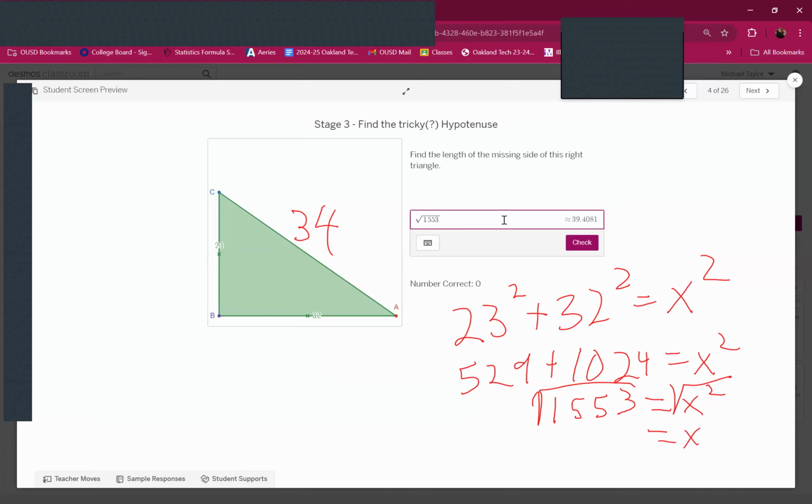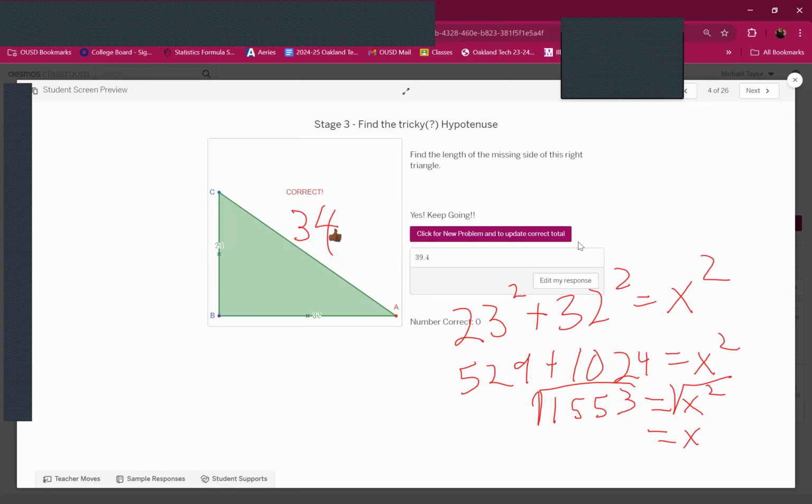Actually, I want to show you that 39 probably doesn't check. So 39, check. Not quite right. But if I put in 39.4, guessing it's going to check. Yeah, so with the 39, that was a little too much rounding. So that's the 39.4. Okay.